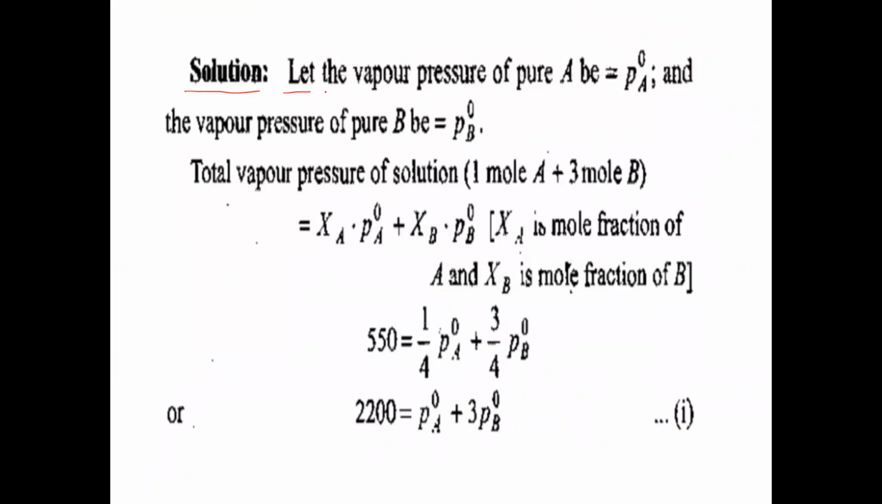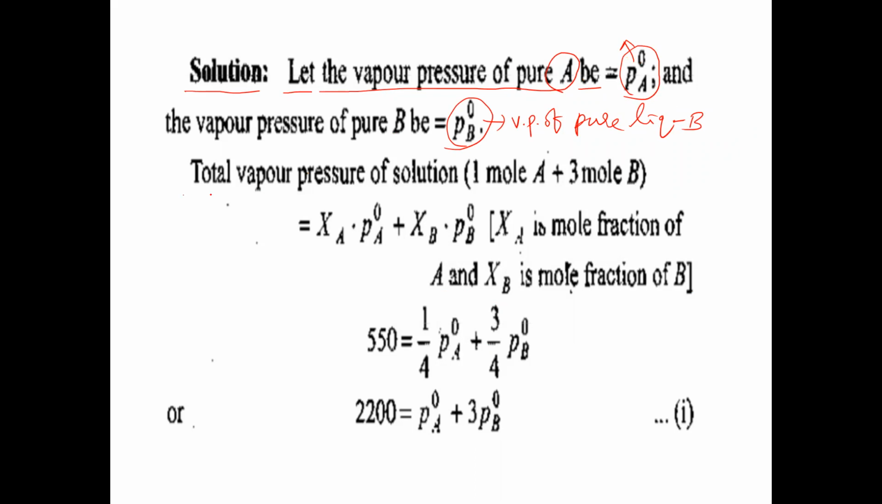First check it here. Let the vapor pressure of pure liquid A be PA naught. PA naught is the vapor pressure of pure liquid A. And the vapor pressure of pure liquid B, let it be PB naught. So PB naught is the vapor pressure of pure liquid B. And PA naught is the vapor pressure of pure liquid A.